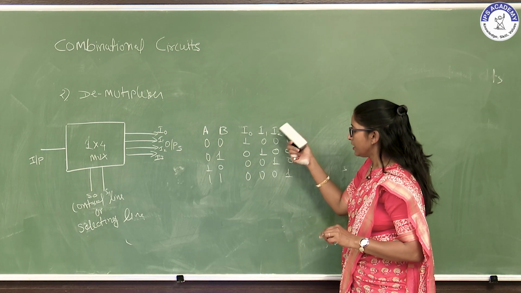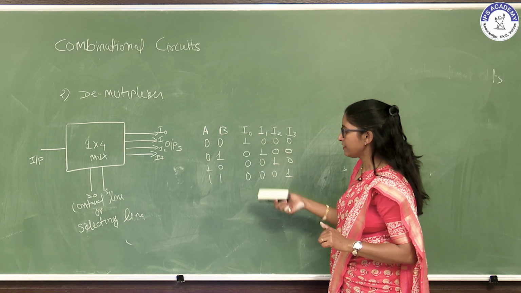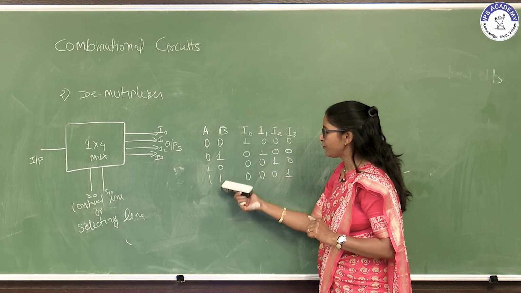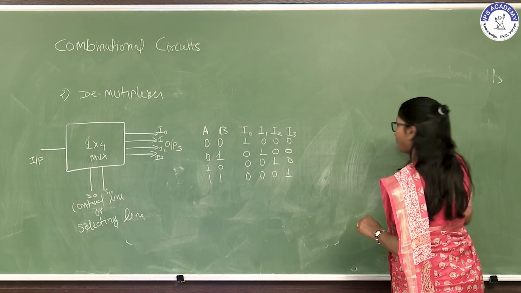So here we have 4 combinations. So here we need 4 NAND gates.